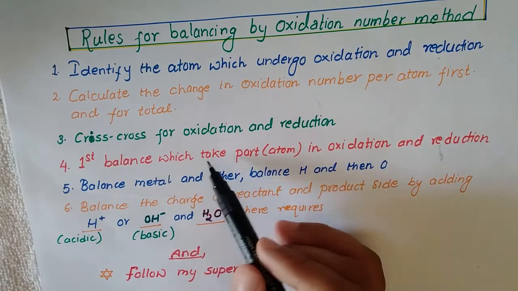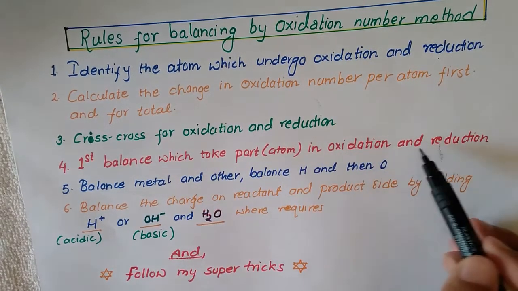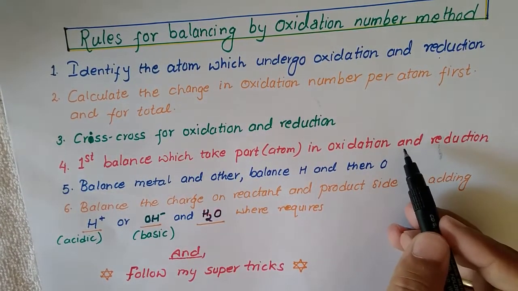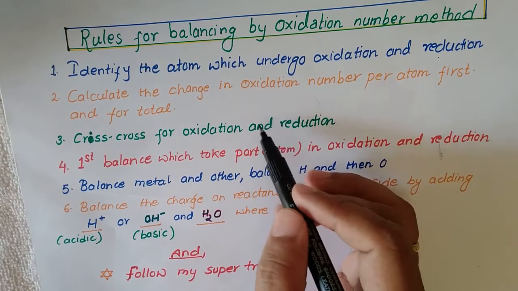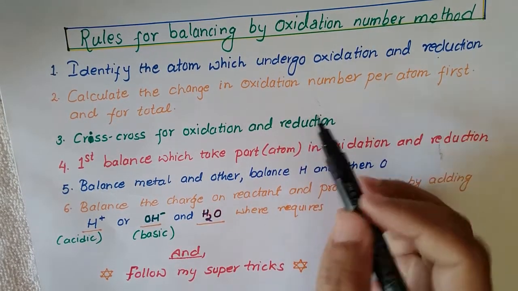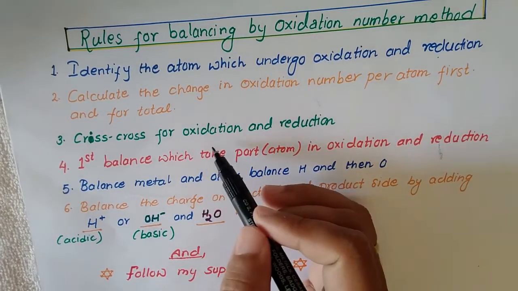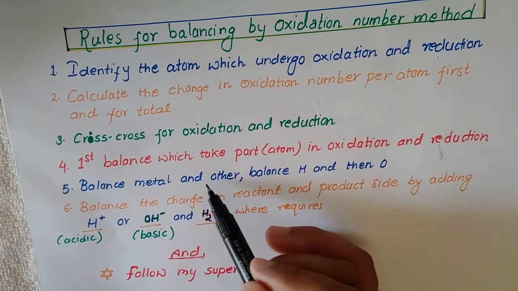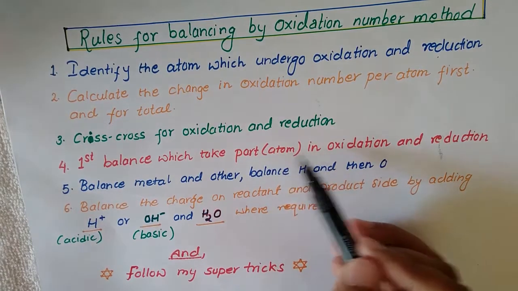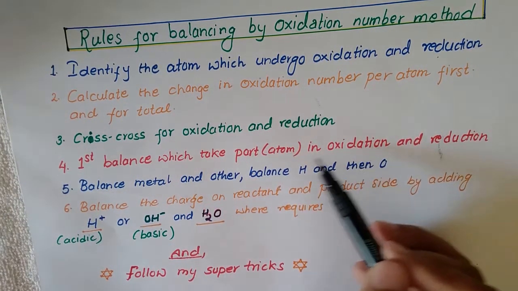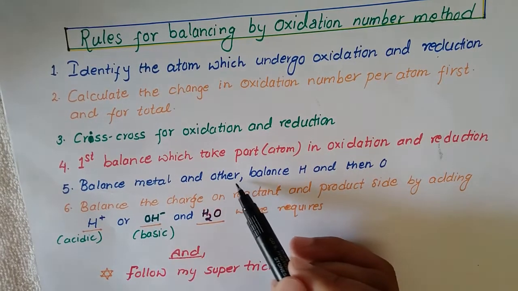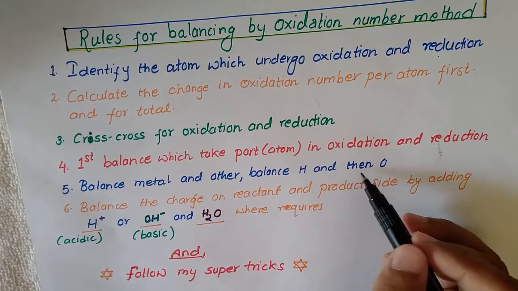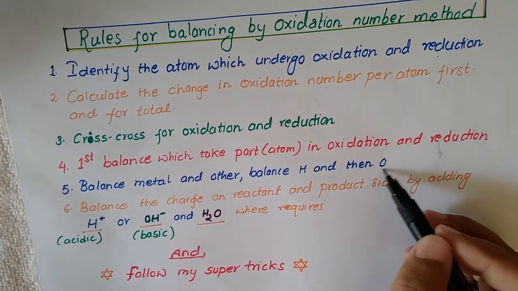In step 4, first balance the atom which takes part in oxidation and reduction. For example, if nitrogen is oxidized, then first balance nitrogen. If copper is oxidized or reduced, then balance copper, and after that balance the other elements. Balance the metal and others, and then balance hydrogen. After balancing the hydrogen, oxygen is automatically balanced. You have to remember this.